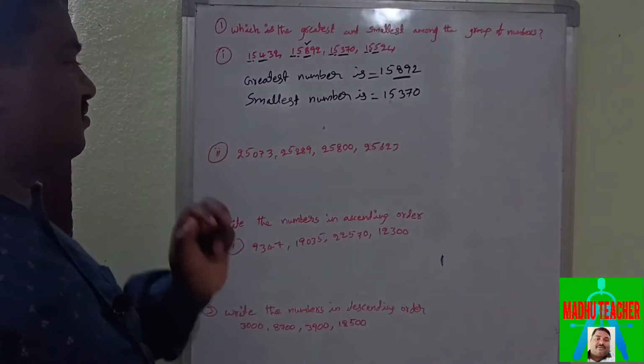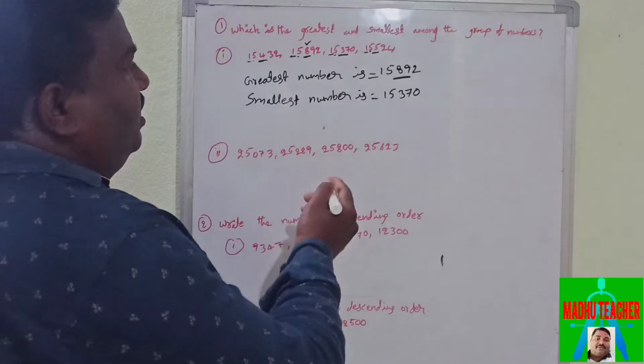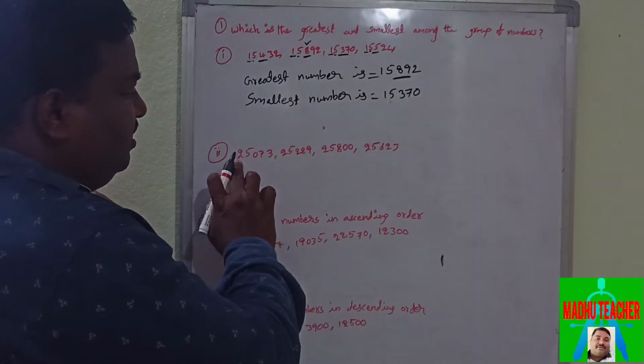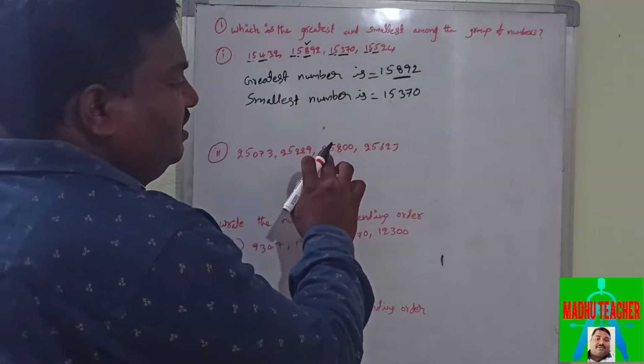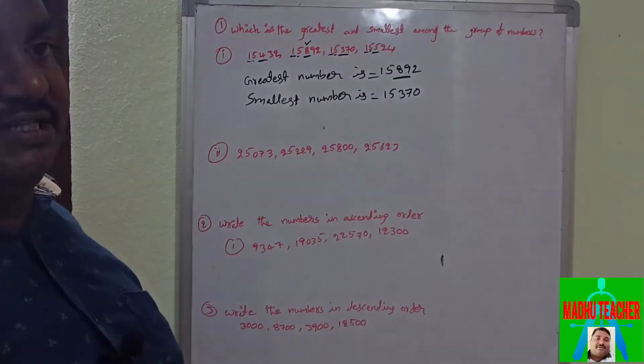Okay, so then the second question. Here also the same process. First of all, count the number of digits. In this we have 1, 2, 3, 4, 5. In this also we have 5 digits. In this also we have 5. This is also having 5 digits.